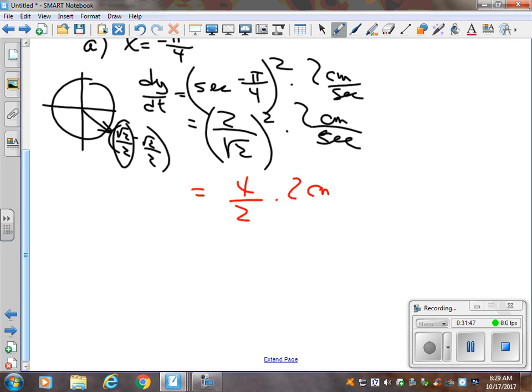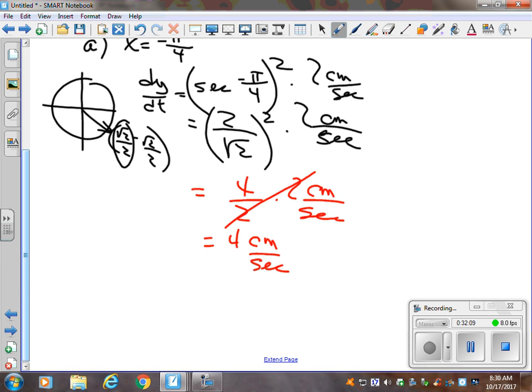And then when you multiply it by 2 centimeters per second, the 2's cancel, and you get 4 centimeters per second. So the x is changing by 2 centimeters, while the y is doing twice as much at that location.